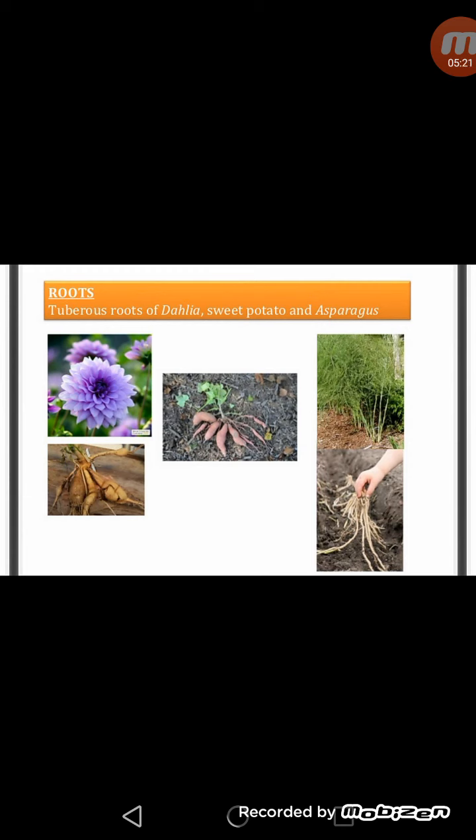When such swollen roots are buried in the soil, we can get the new plant. So we can say these roots help in formation of new plants. So in this way we can get a new plant from the root part of the old plant. So it is a vegetative propagation method by roots.